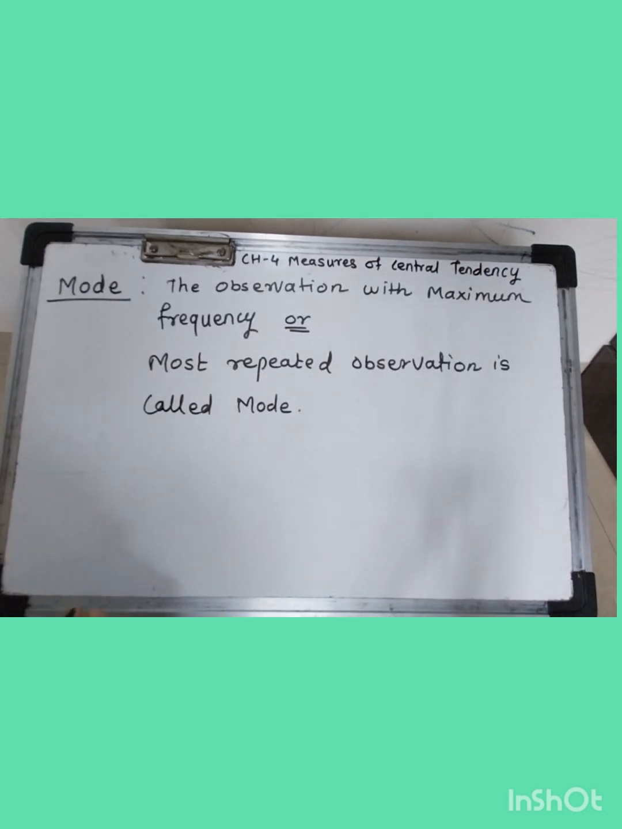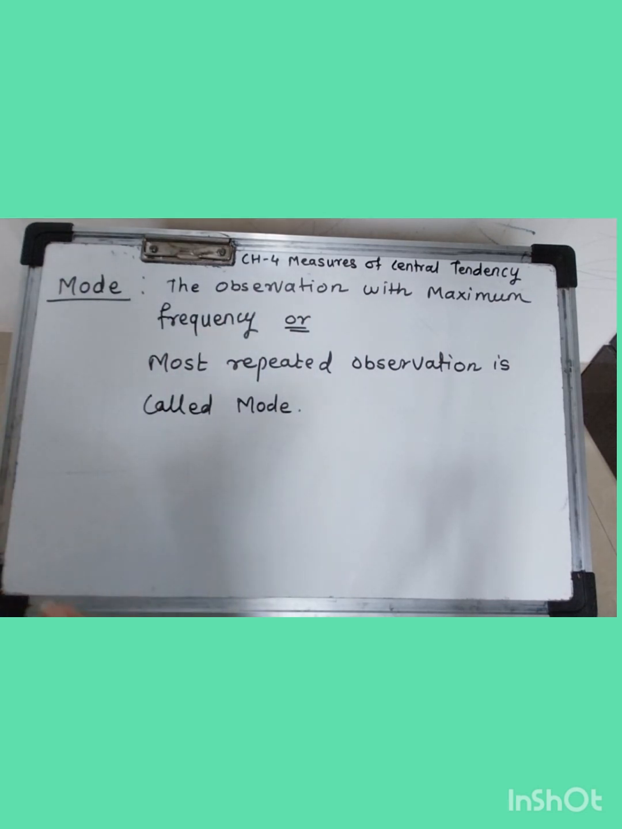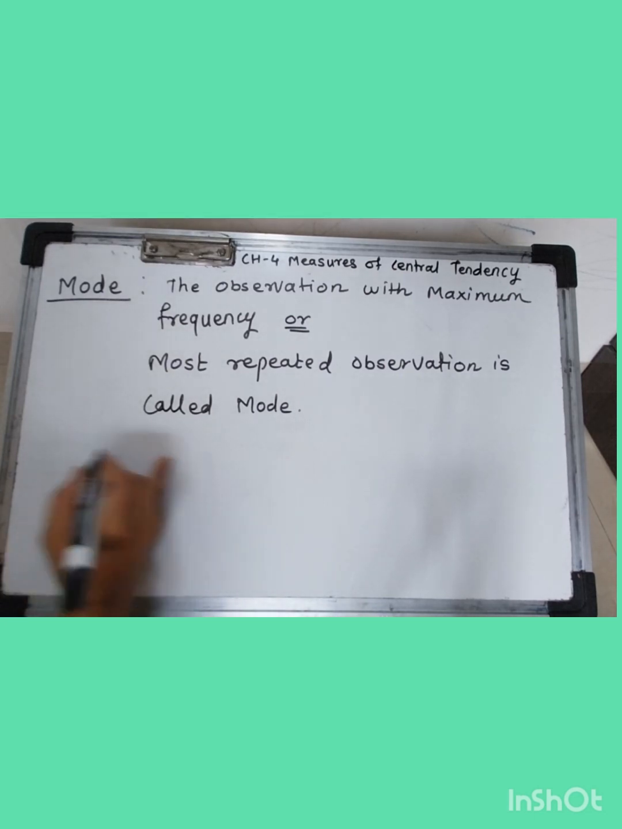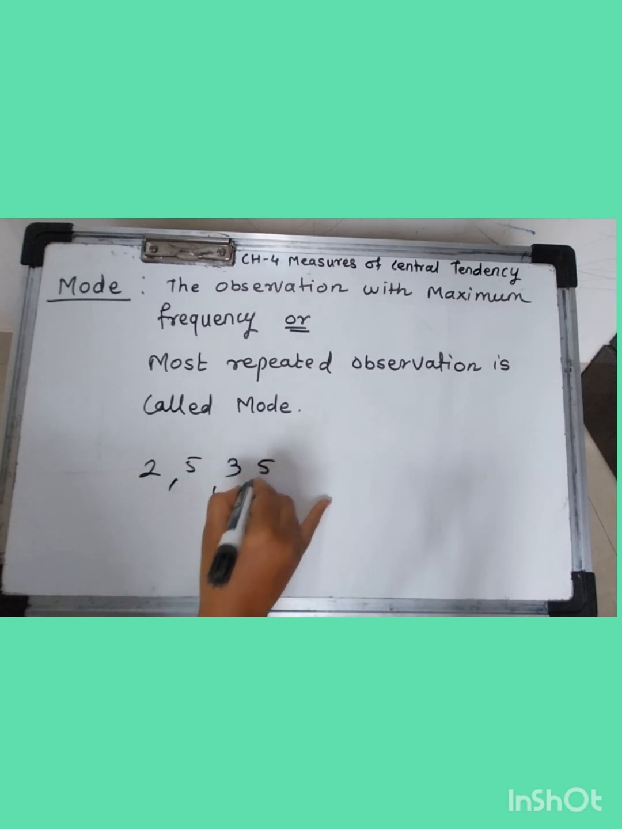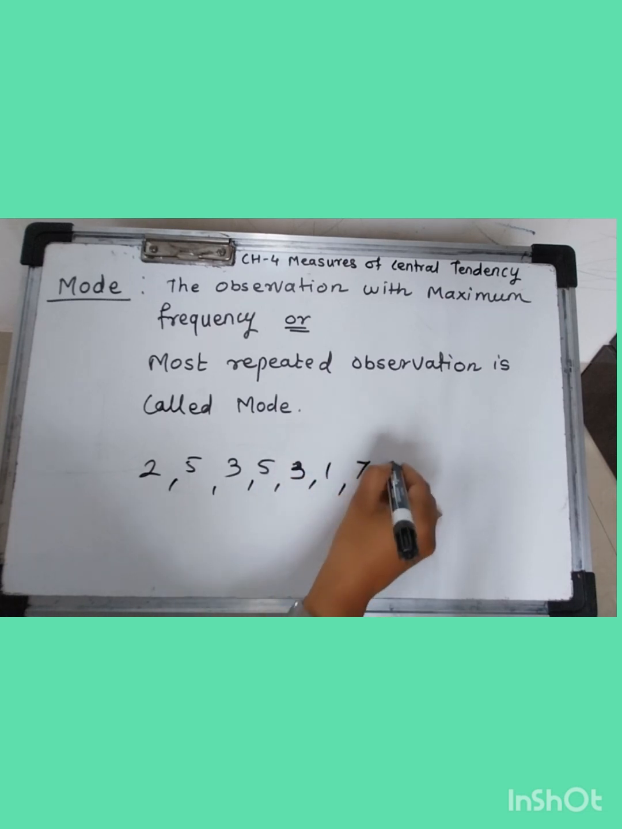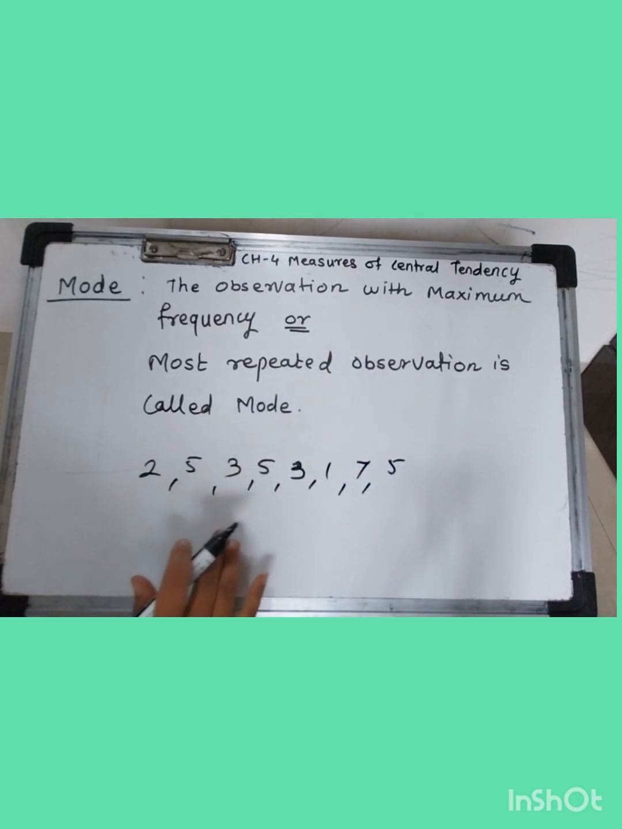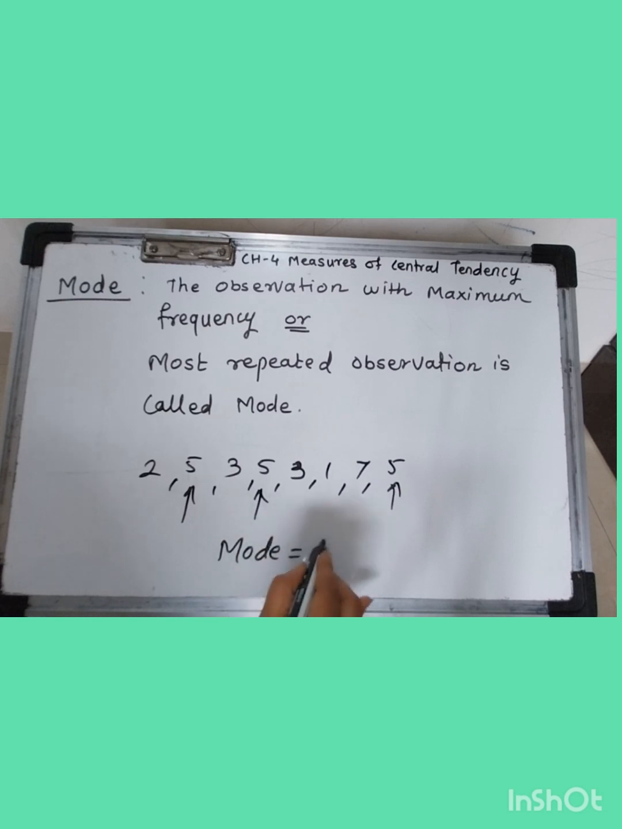Okay. Next topic is mode. What is the mode? See, the observation with the maximum frequency is the mode, or the most repeated observation is called the mode. It's very simple. Suppose observations are 2, 5, 3, 5, 3, 1, 7, 5. Okay. See here, most repeated observation is what? 5. So mode of this observation is 5.